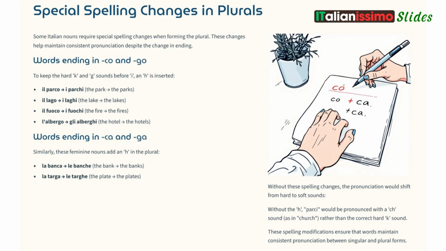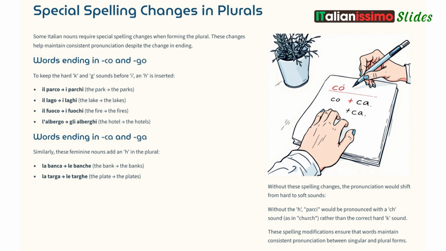Special spelling changes in plurals. To keep the hard k and g sounds before I, insert an H. Words ending in co or go, like il parco, go to i parchi. Il lago goes to i laghi. Il fuoco goes to i fuochi. L'albergo goes to gli alberghi. Words ending in ca or ga, like la banca, go to le banche. La targa goes to le targhe.